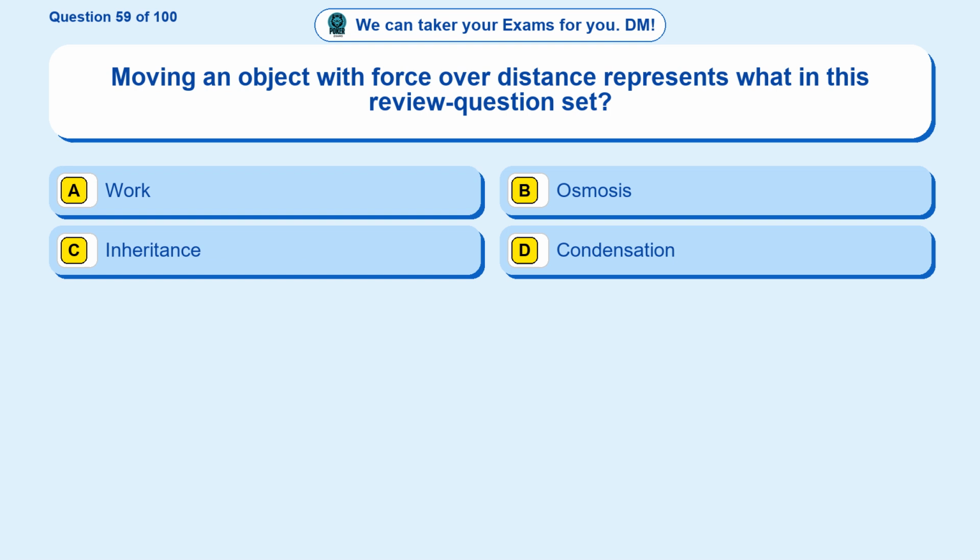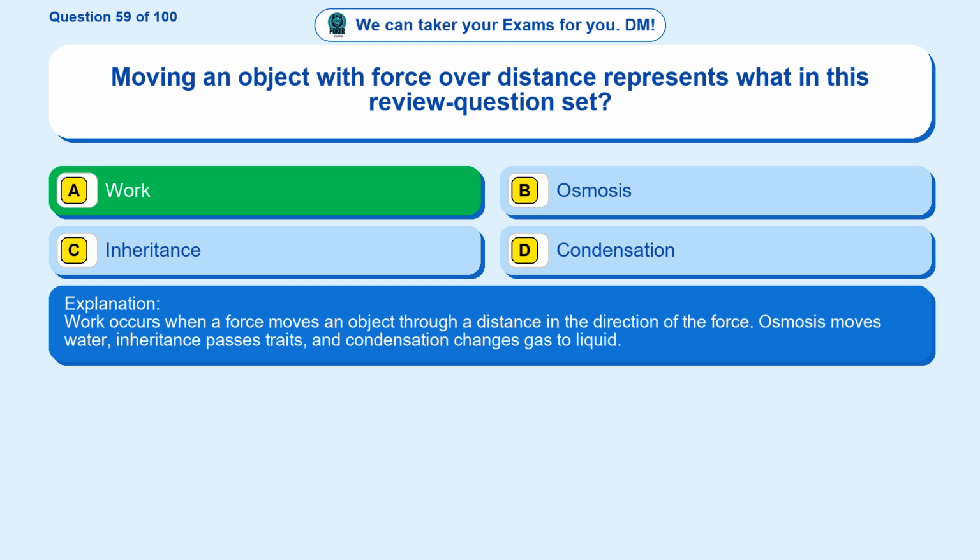Question 59. Moving an object with force over distance represents what in this review question set? Option A, work. Option B, osmosis. Option C, inheritance. Option D, condensation. The correct answer is option A, work. Work occurs when a force moves an object through a distance in the direction of the force. Osmosis moves water, inheritance passes traits, and condensation changes gas to liquid.